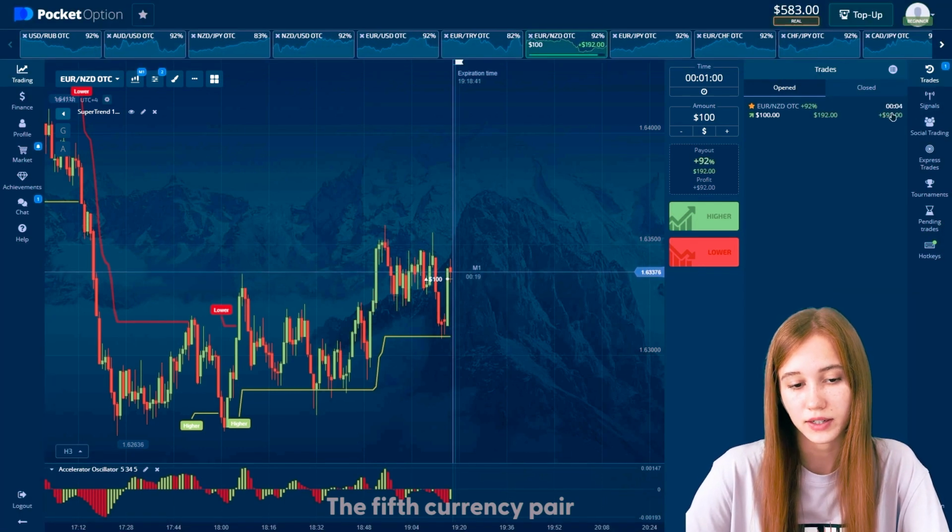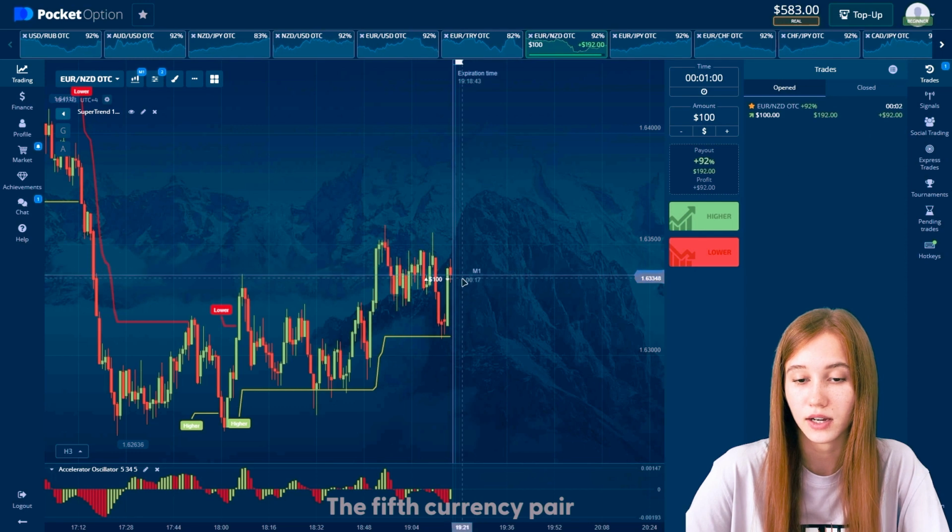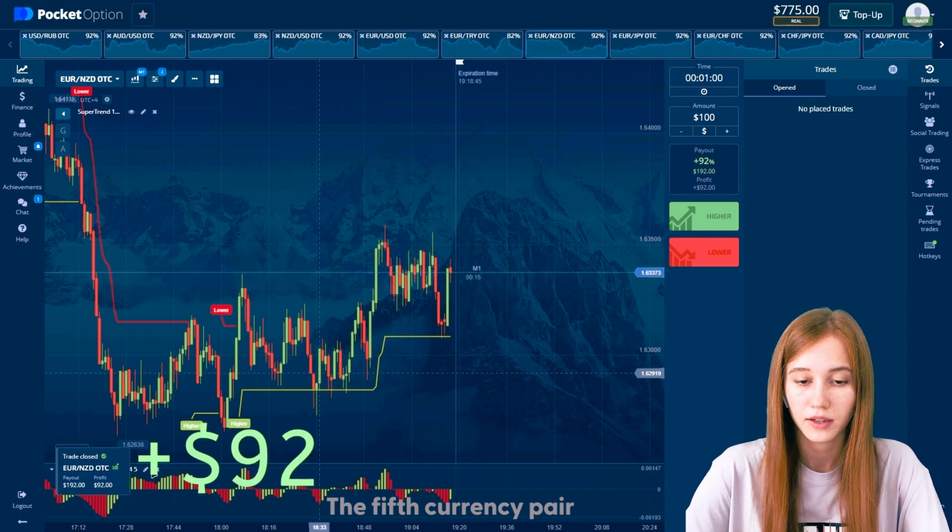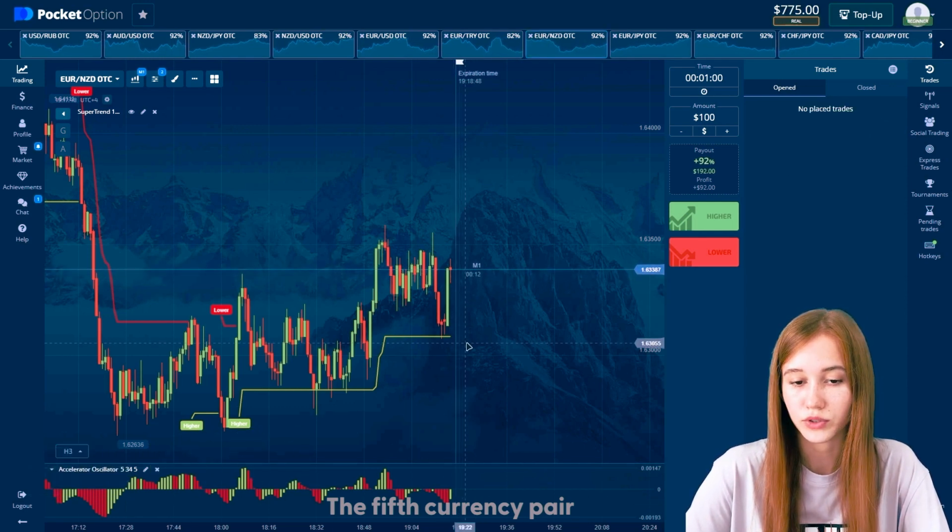There are 4 seconds left until the end of the deal. So a small doji candle is formed.